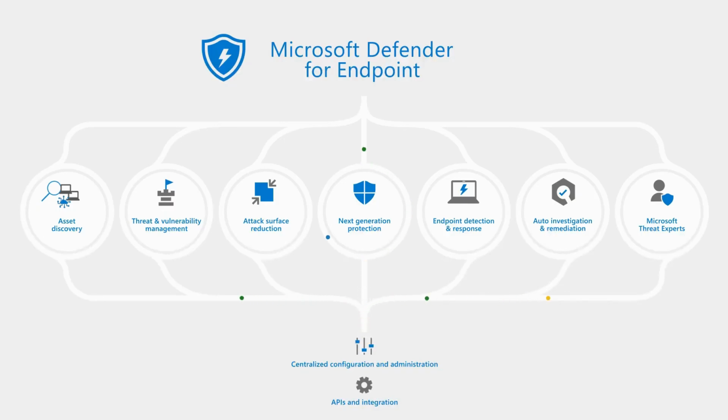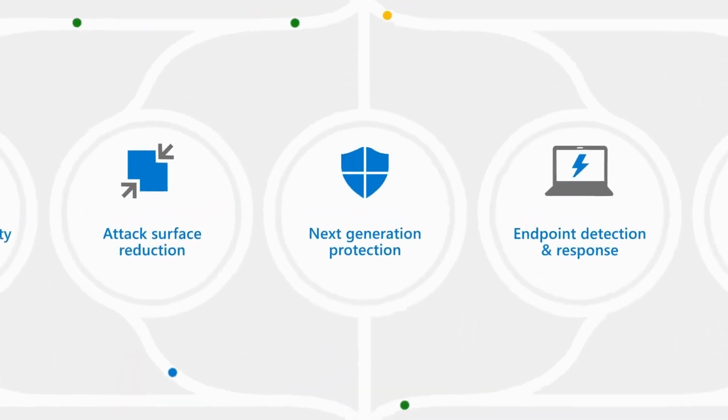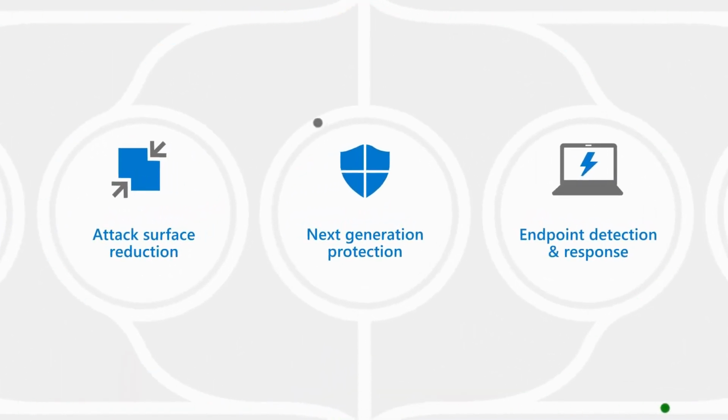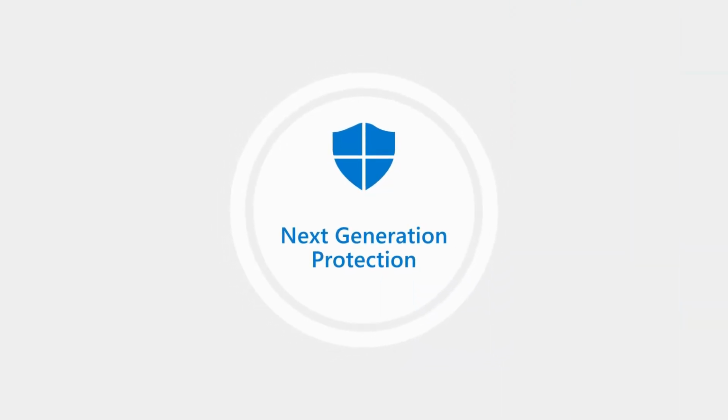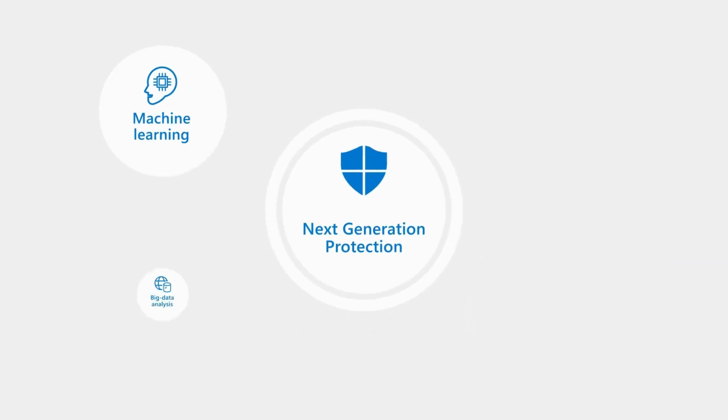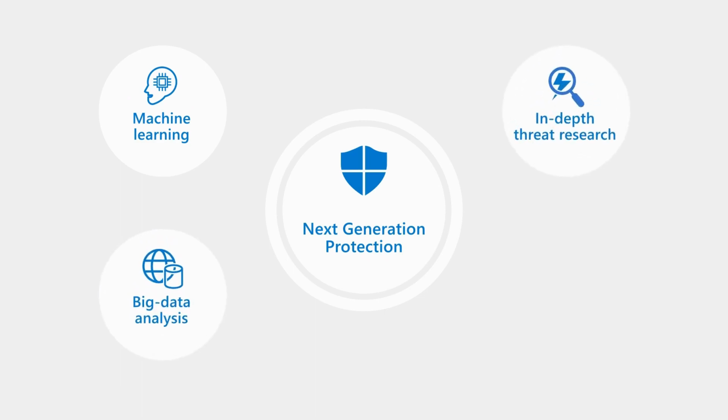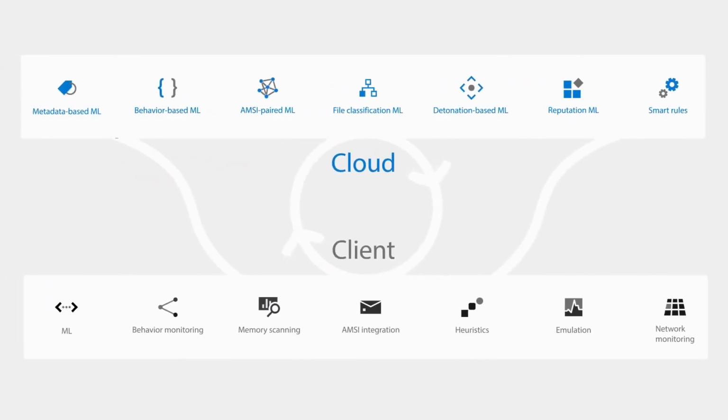While threat and vulnerability management and attack surface reduction help to neutralize threats before they can impact your machines, our next-generation antivirus can detect and block attacks before they can do any damage. Microsoft Defender Antivirus is the Defender for Endpoint next-generation protection component that combines machine learning, big data analysis, in-depth threat research, and the Microsoft Cloud infrastructure to protect devices. It uses behavior monitoring, heuristics, and real-time threat protection to detect and block malicious file or fileless threats. Through the power of cloud, it detects and blocks new and emerging threats almost instantly.